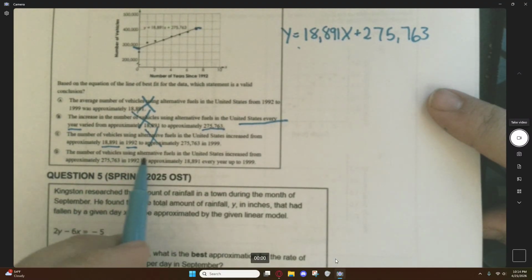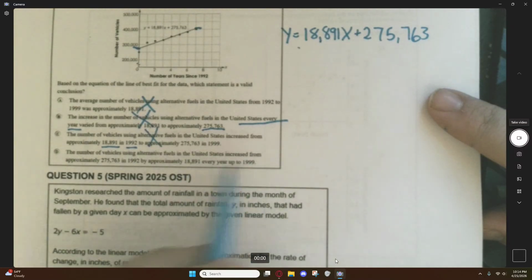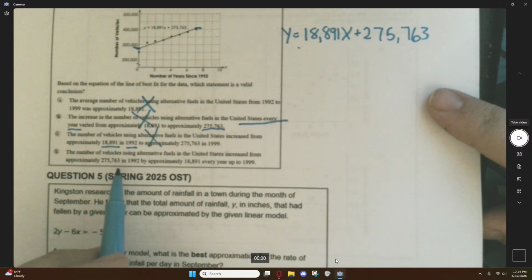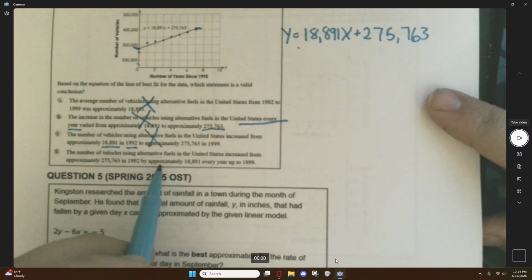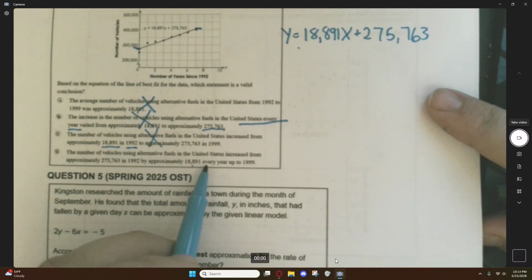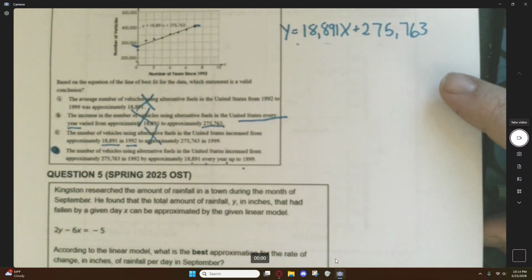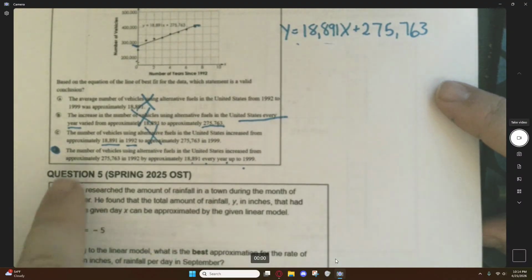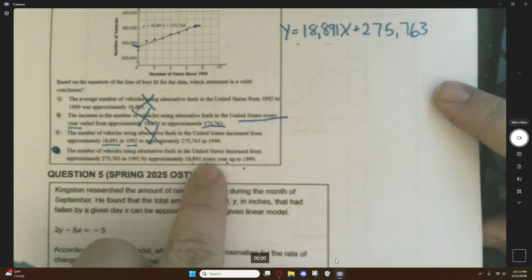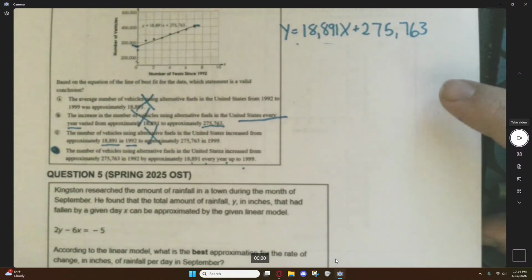D. The number of vehicles using alternative fuels in the United States increased from approximately 275,763 in 1992, insinuating that that is our y-intercept, which it is, by approximately 18,891 every year up to 1999, which is our slope. That is our correct answer. It increased from the y-intercept every year by the slope. Exactly what you want to see.